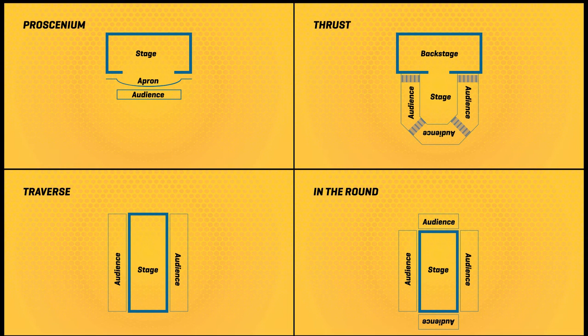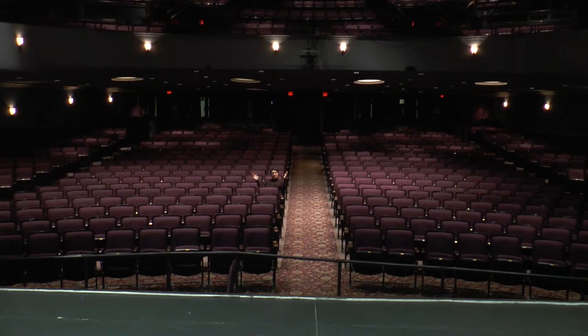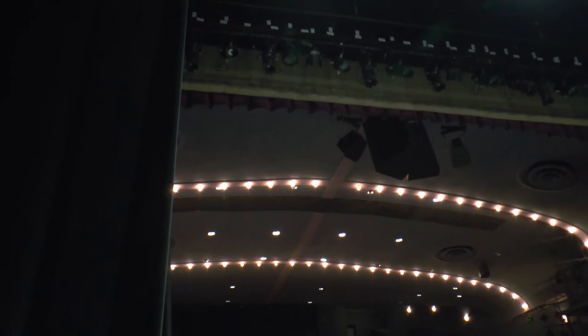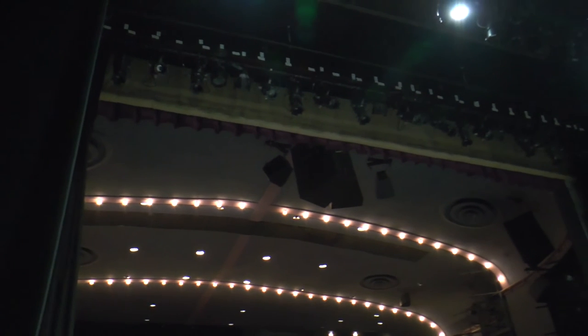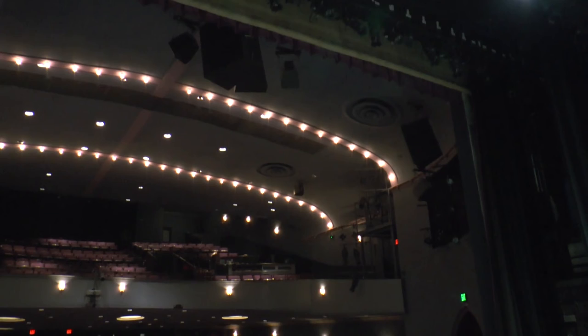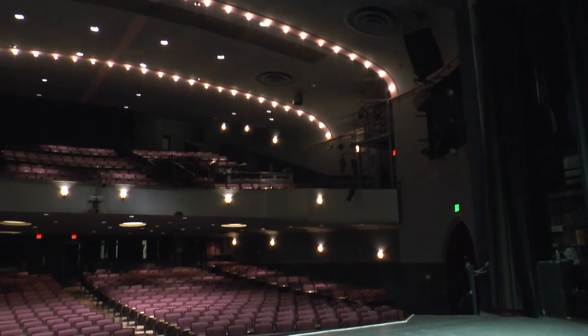There are four different types of commonly used stages that we're going to cover. One type of stage you're probably already familiar with is called a proscenium. The audience sits out here, beyond the fourth wall, which, in this type of theater, is also known as the proscenium arch. Proscenium stages allow for the actors to be hidden out of sight from the audience while still on stage. We call this hidden bit of stage offstage or backstage.